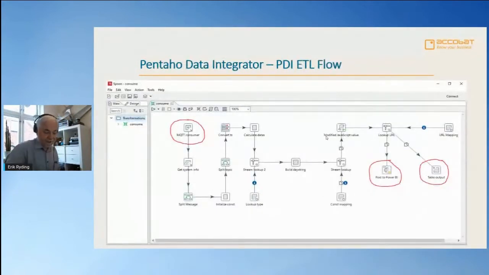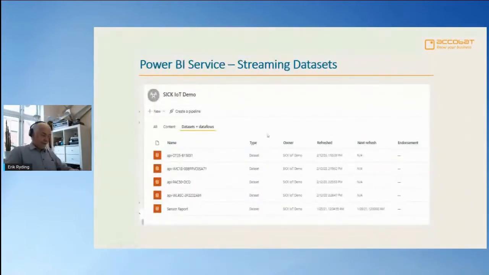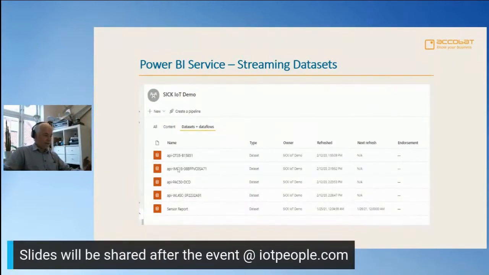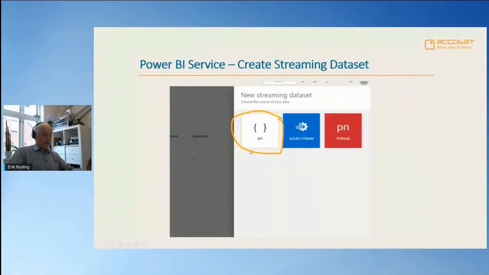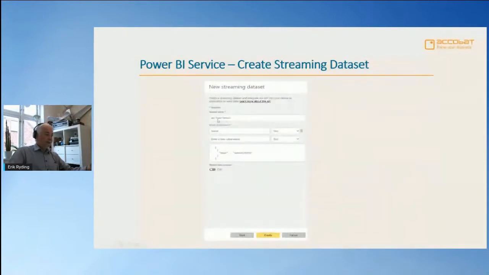Now, how do we implement this on the Power BI side? Before you can do this, you have to define some streaming data sets. This can be done from the Power BI service. As you can see here, we've got 4 different data sets, one for each device or sensor. The way you do this is you go into the Power BI service and create a new streaming data set. You choose API because in this example we've used a REST API. You give it a name and enter the fields you would want for this particular data set.